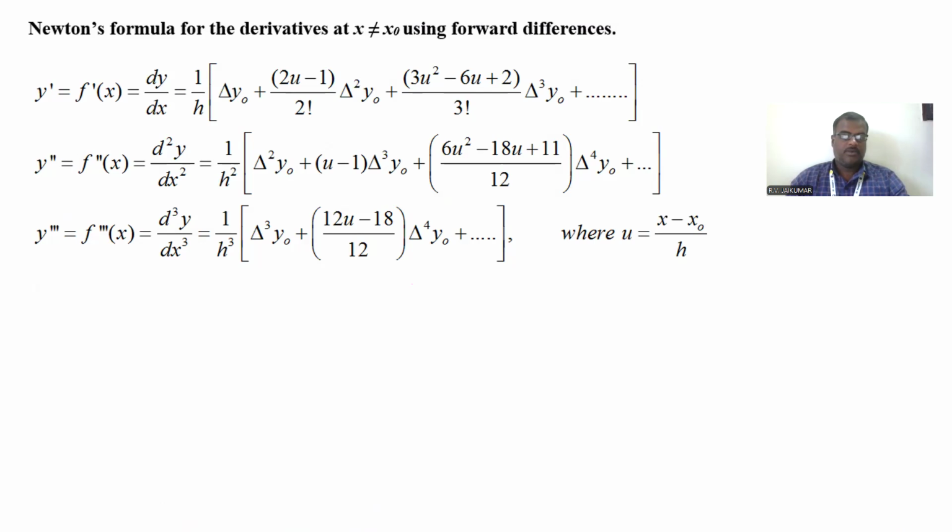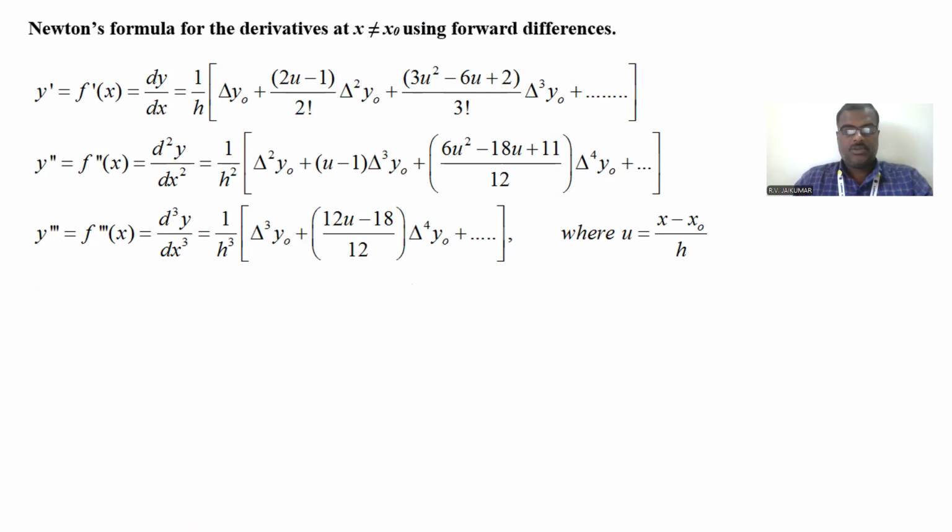For the second derivative, y double dash, d square y by dx square equals 1 by h square [delta square y naught plus (u minus 1) delta cube y naught plus (6u square minus 18u plus 11) divided by 12 delta power 4 y naught plus and so on]. Right? Where u equals x minus x naught by h. Here I gave you the third derivative formula as well. For this, you may know what is u here and what is delta, what is y naught and so on.